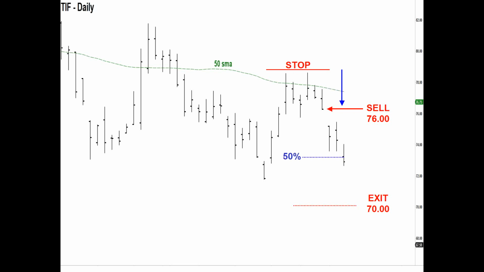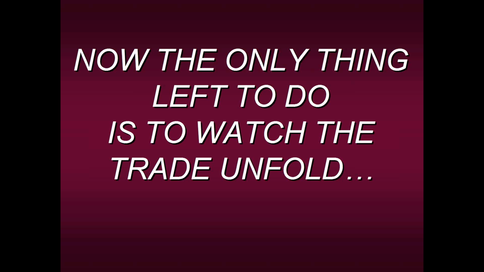So our mental stop is at break even, 76, and we still have our exit limit here at 70. So let's go on to the next thing, which is basically to sit and wait. The only thing left to do is watch the trade unfold. We don't need to look at any news and see what the earnings are going to be. We don't need to see what the job placement report is.